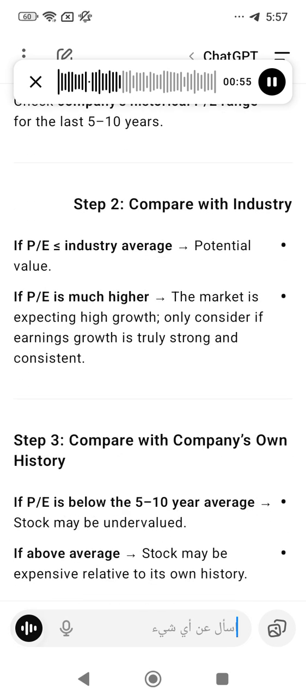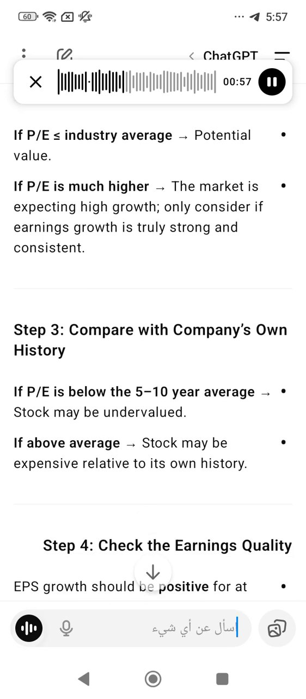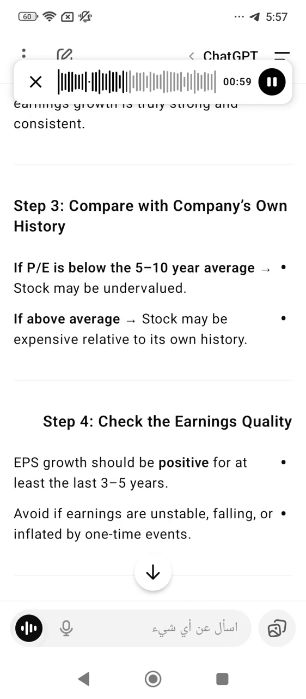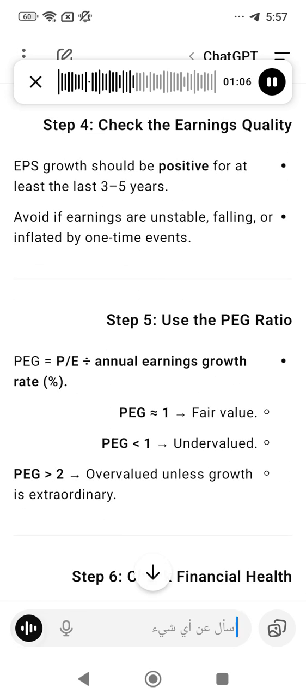Step 4. Check the earnings quality. EPS growth should be positive for at least the last 3 to 5 years. Avoid if earnings are unstable, falling, or inflated by one-time events. Step 5. Use the PEG ratio. PEG = PE divided by annual earnings growth rate percent. PEG of 1, fair value. PEG below 1, undervalued. PEG above 2, overvalued unless growth is extraordinary.